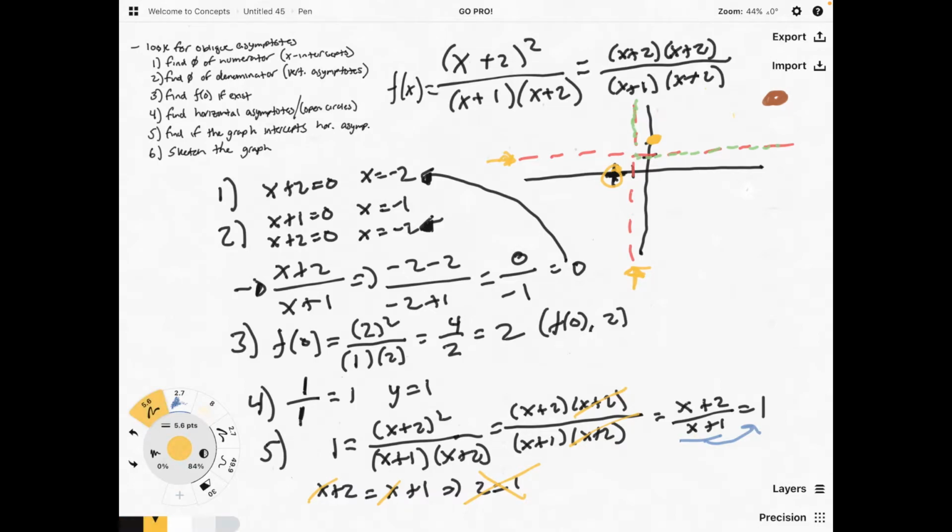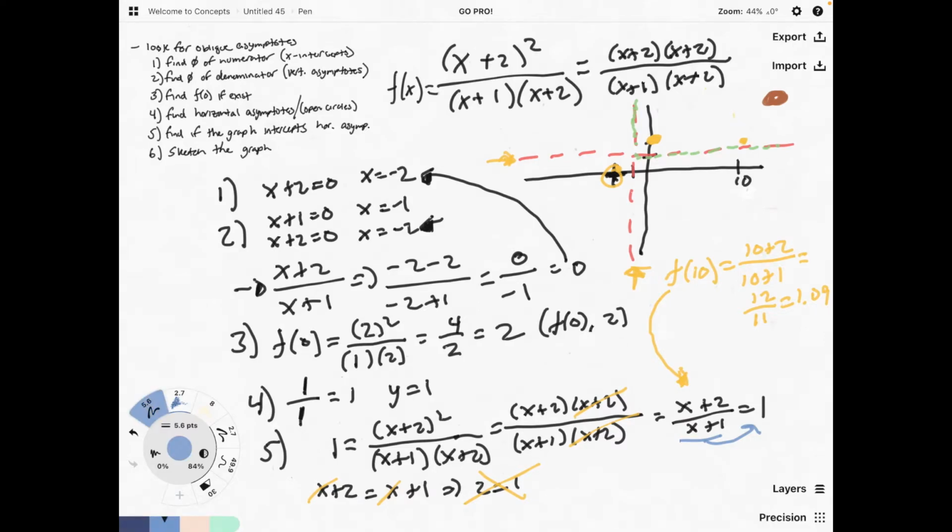We use the original function at a value of 10. Knowing that we can simplify down to this, that's what we're going to do. So we're going to say (10 plus 2) divided by (10 plus 1), and that's equal to 12 divided by 11. And that is going to be equal to 1.09 or something like that, which then tells us at 10, this is going to be 1.09, which is really, really close to this line here.